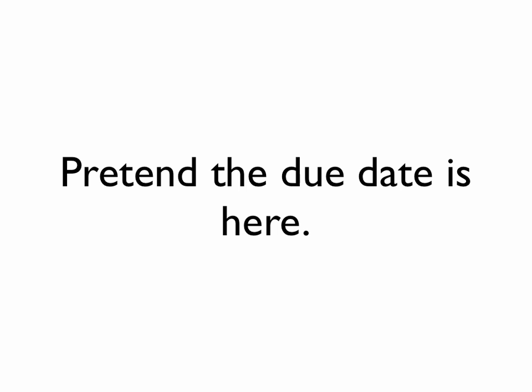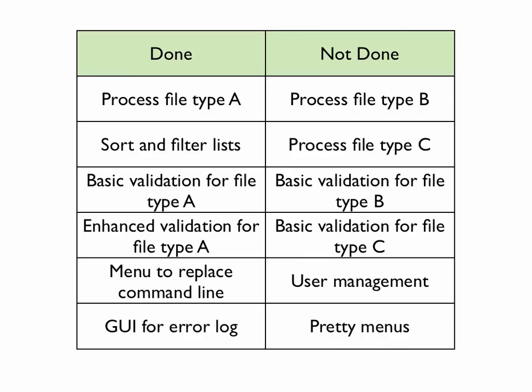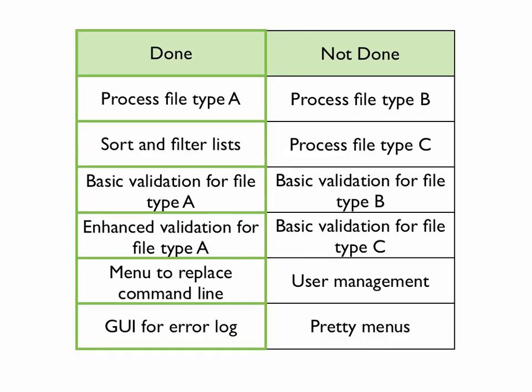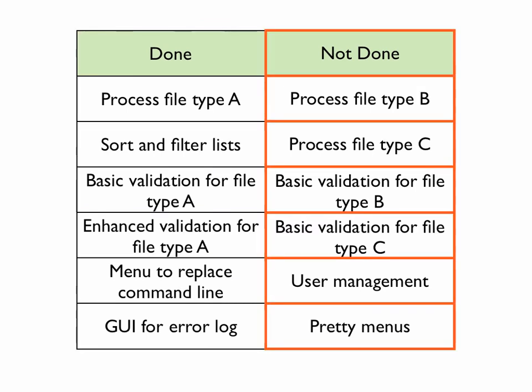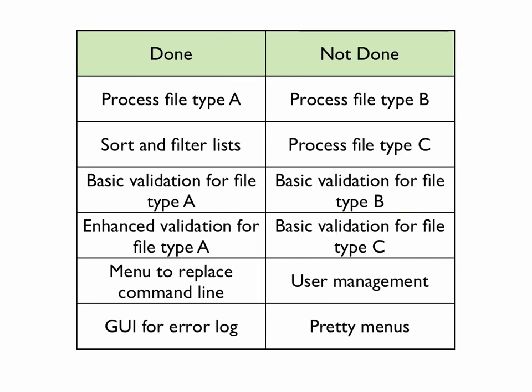For just a moment, pretend that the due date is here for our software. And this is what we have done. We've got a nice list of completed features on the right side, and a list of features we'd still like to have over on the left. Unfortunately, as we look at our list, we see we've completed some features that aren't absolutely necessary for production, while overlooking some features that are.